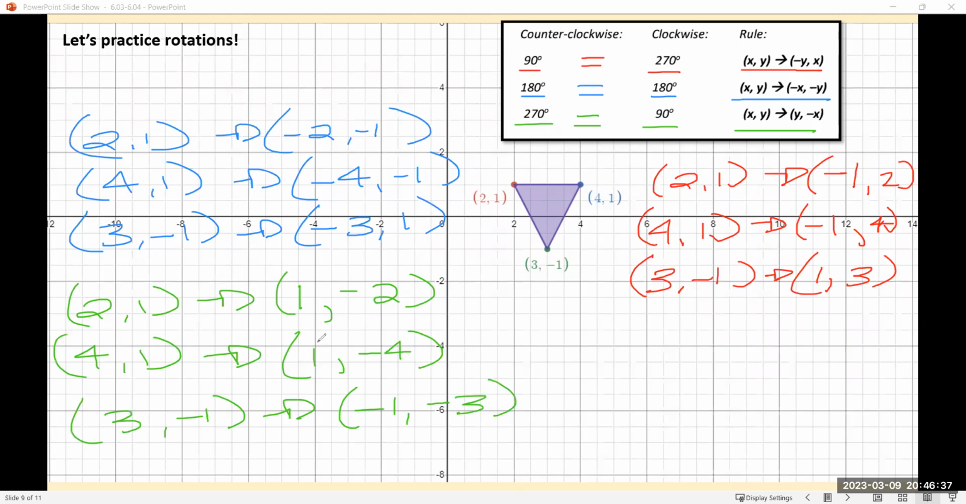Okay, this is a really good spot to stop and take a picture. Remember these rules. These rules are super important when you're doing your rotations. They're going to help you a lot when you do your assignments if you have these written down. I'm going to clear the screen so we can move on to the next one.